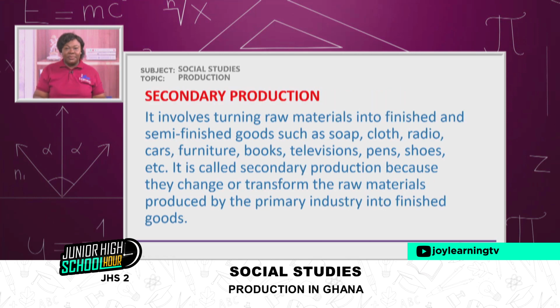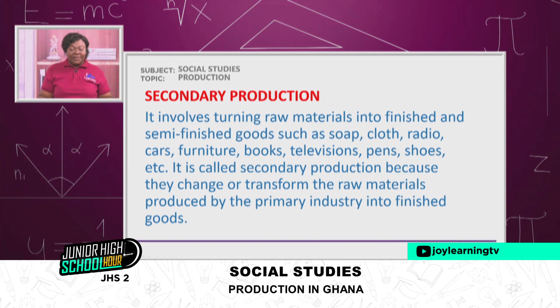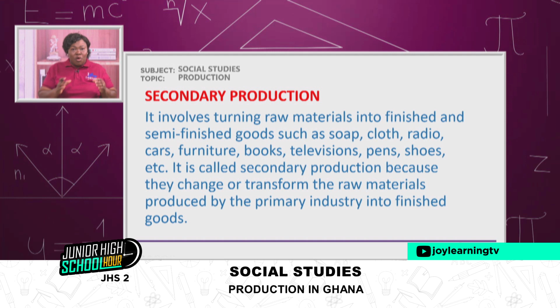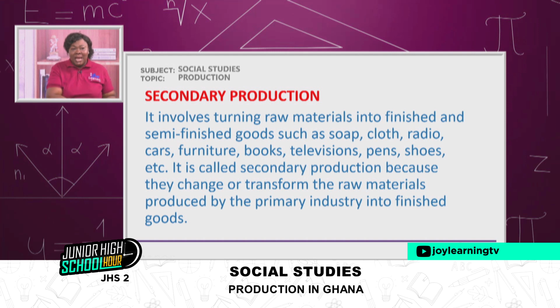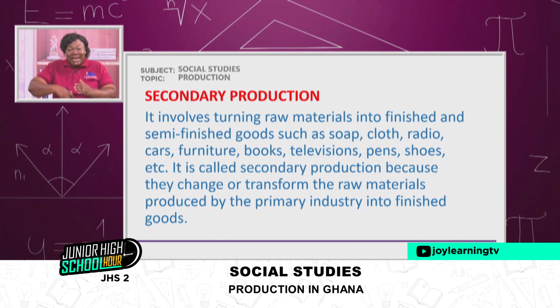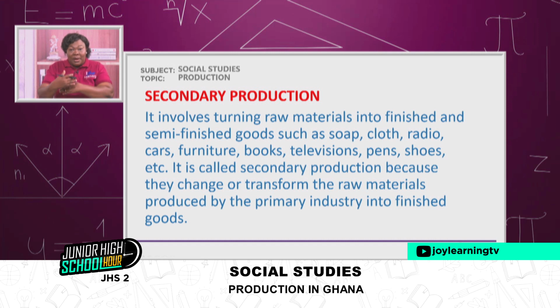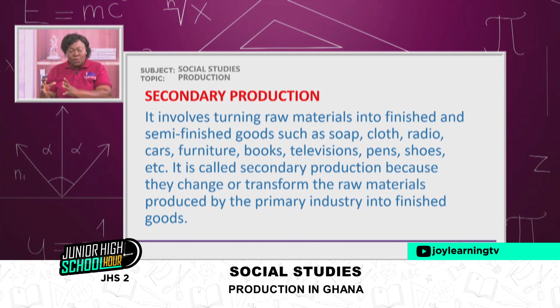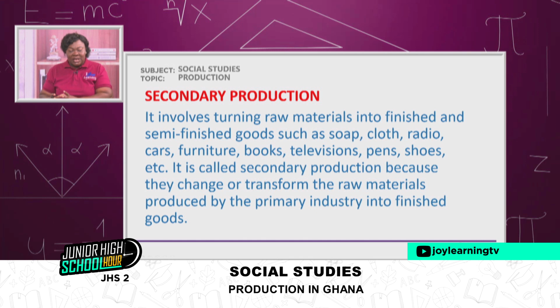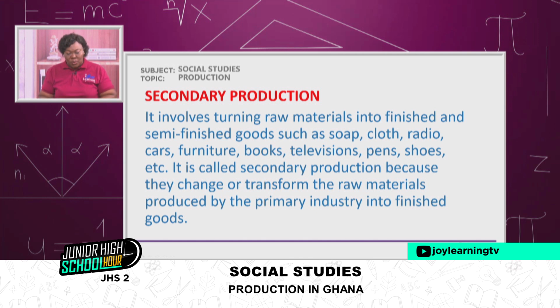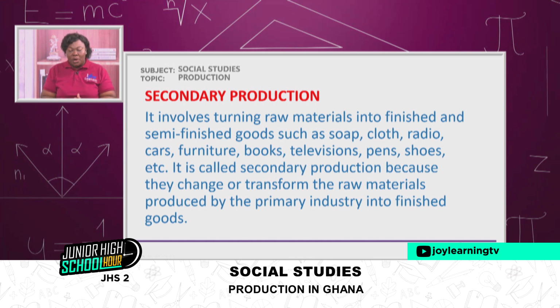Secondary production. It involves turning raw materials into finished and semi-finished goods. So the raw material is in the primary state. And so the secondary part is turning the raw material in the primary stage into the what? Finished and semi-finished goods, such as soap, clothes, radio, cars, furniture, books, television, pens, shoes, etc. You can mention as much as you can.